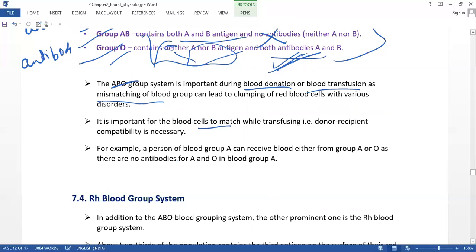For example, a person of blood group A can receive blood either from group A or group O, as there are no antibodies. That's why, as there are no antibodies, he can receive it; otherwise he could not.